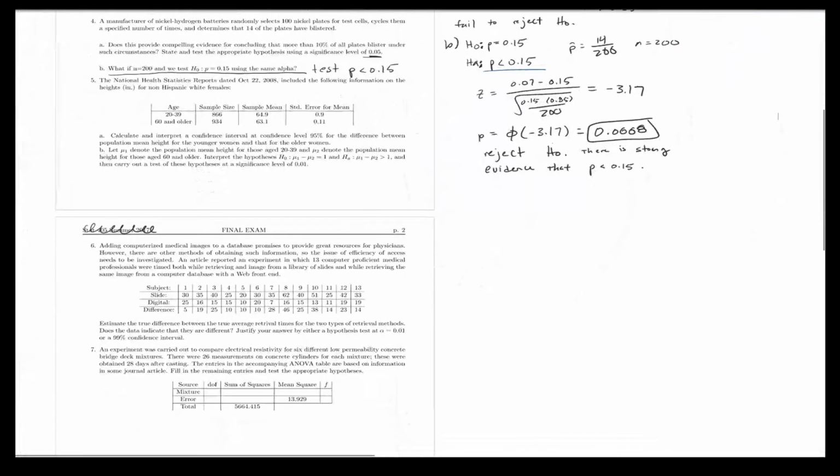So let's look at number 5 here. This is obviously a 2 sample problem going on here in number 5. We have 2 samples, large sample size. So that's important. We'll use a z statistic here. This is going to be a z-test because we have a large sample size.